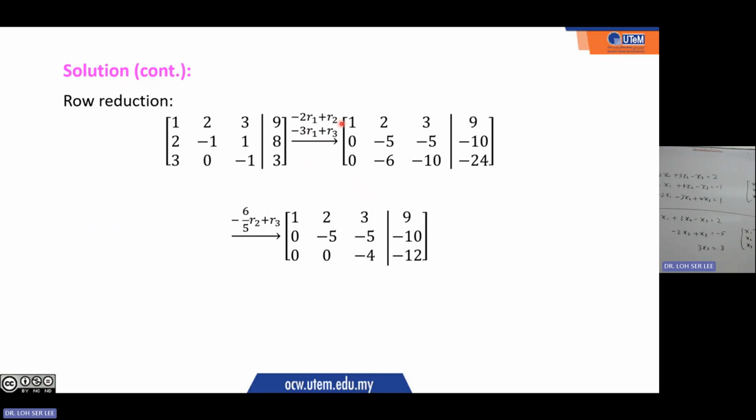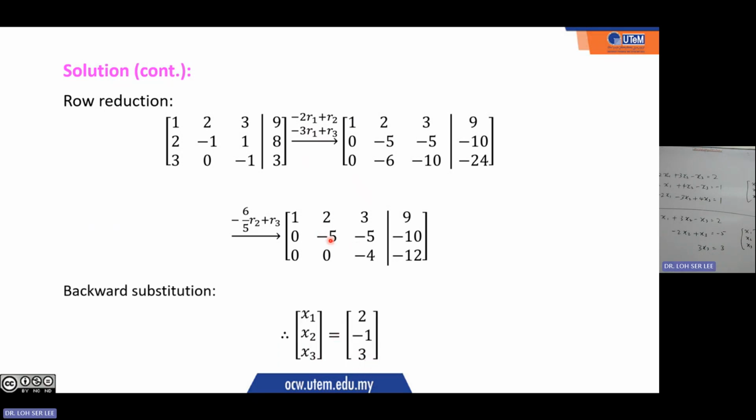Okay, so now you know how to get this. Okay, and this is the next pivot to change this into 0. So we need one more operation. Okay, then this is the REF form. Okay, so last one, this is -4 x3. This is x1, this is x2, this is x3. So -4 x3 equals to -12. So your x3 is 3.